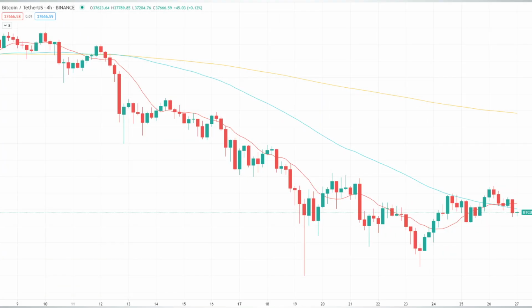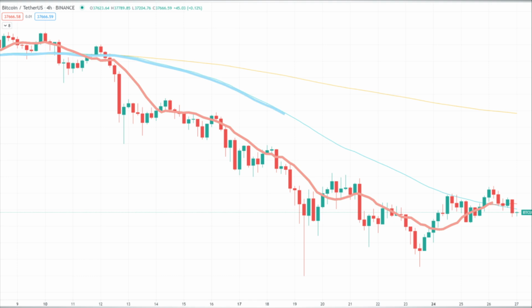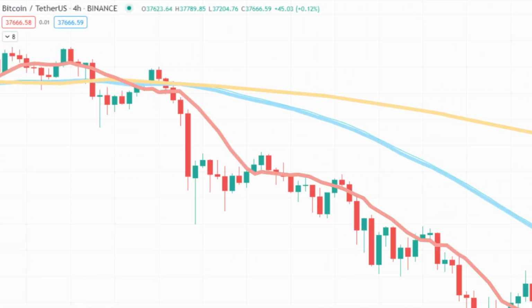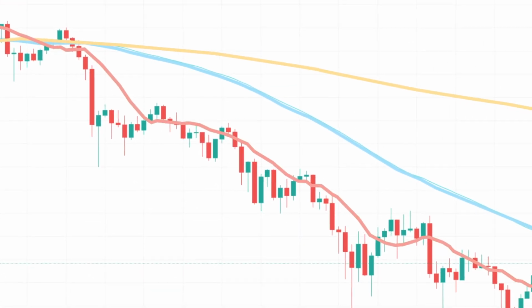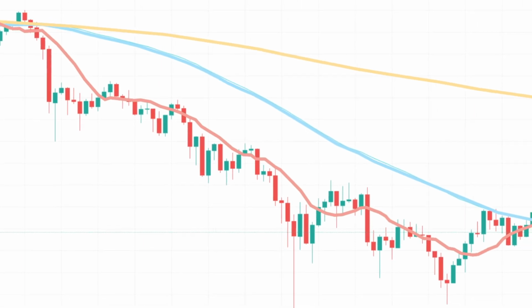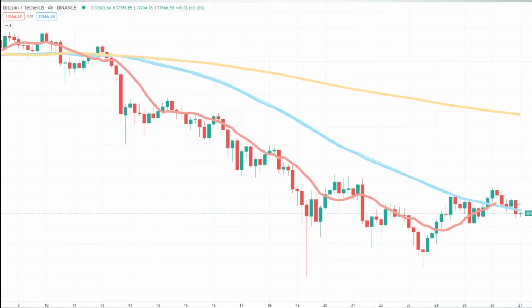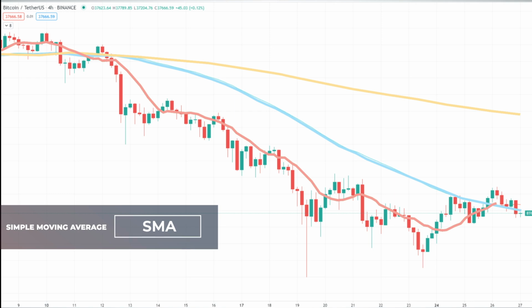Here is an example of a price chart with the 10, 50, and 200-period moving averages plotted. Notice how the lower period moving averages follow price much closer, whereas the higher period moving averages tend to lag behind price quite significantly. What we have discussed here is called a simple moving average, SMA.